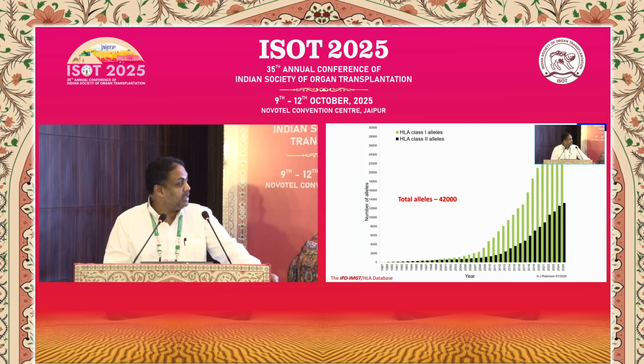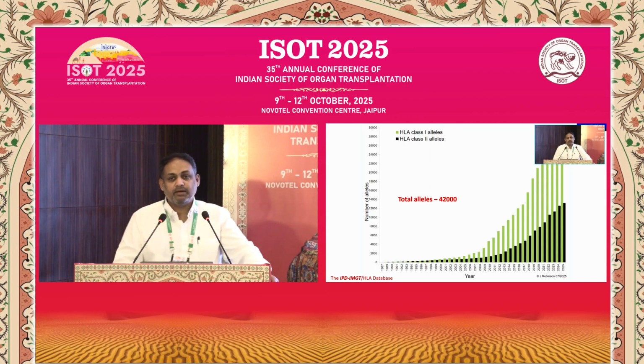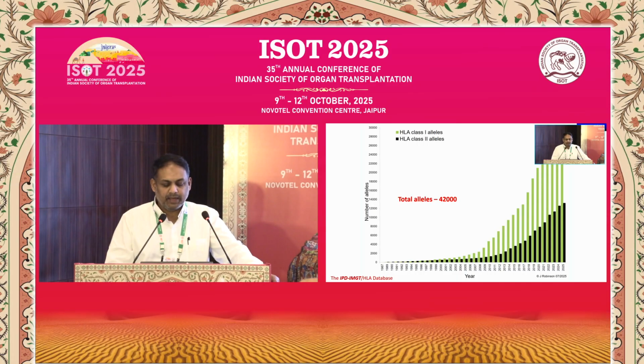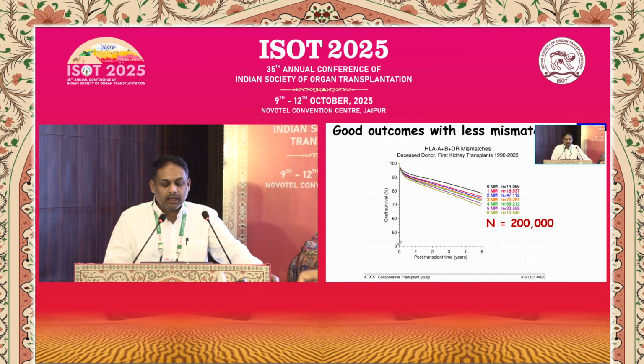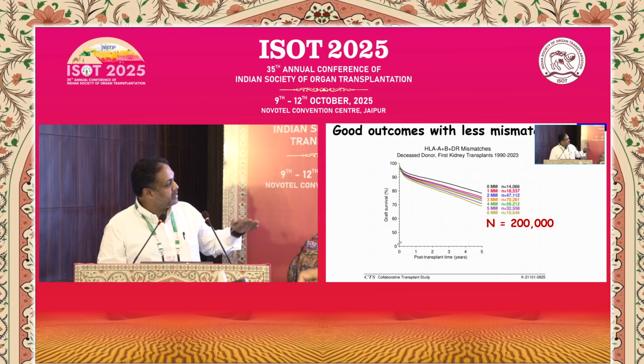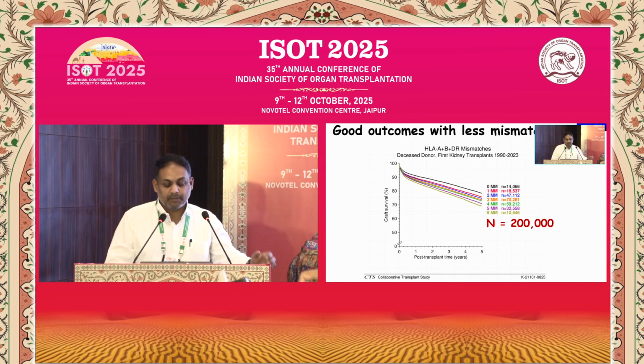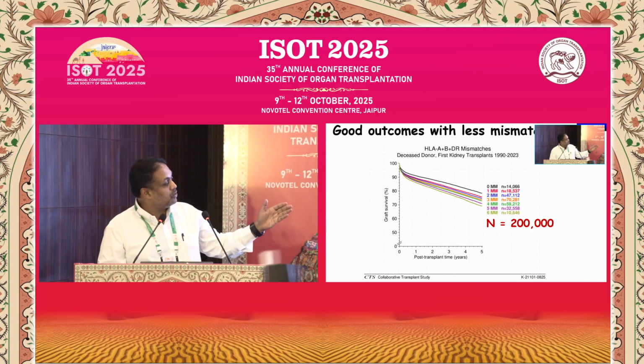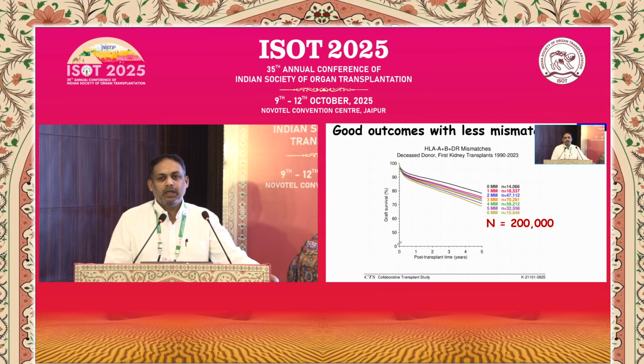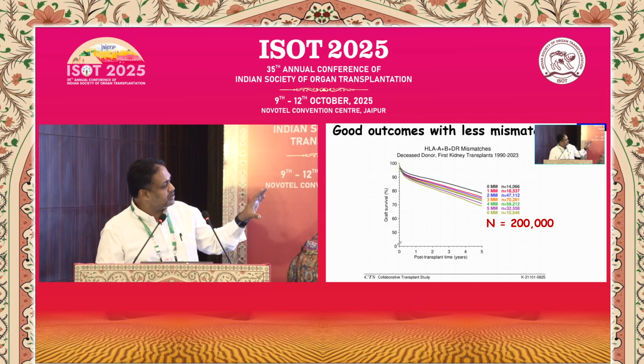But the challenge is that the alleles are increasing daily with the molecular typing methods that we have, and it is 42,000 and counting. So these graphs get splayed, and you see this appearance only if you have something like 200,000 patients, okay? You and I might be doing a few hundreds or thousands in our lifetime. In that scenario, except for the zero antigen mismatches, we won't be able to appreciate this splaying of these graphs.